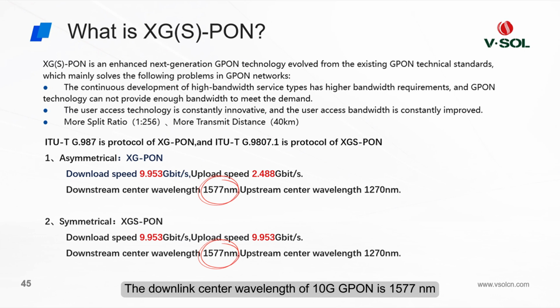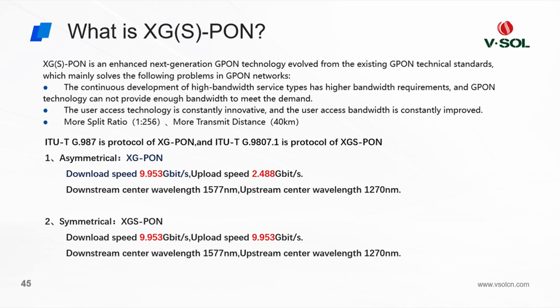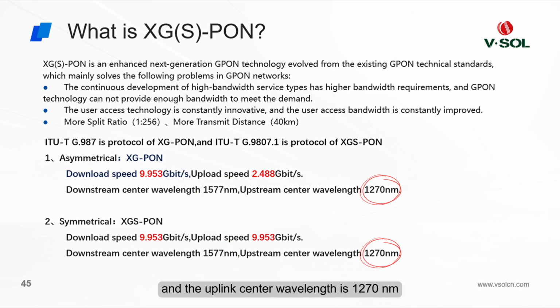The downlink center wavelength of 10 gigabit GPON is 1577 nanometer, and the uplink center wavelength is 1270 nanometer.